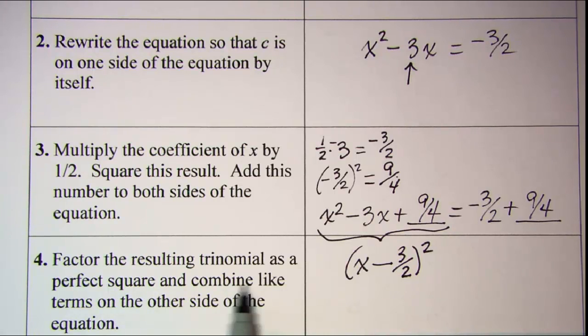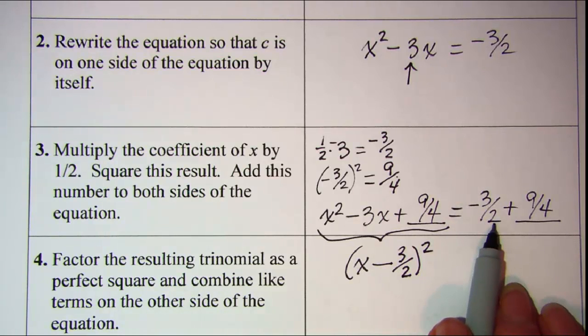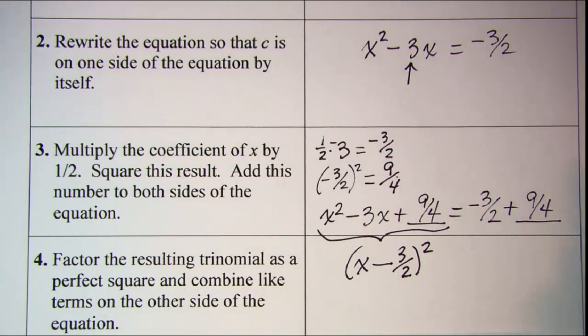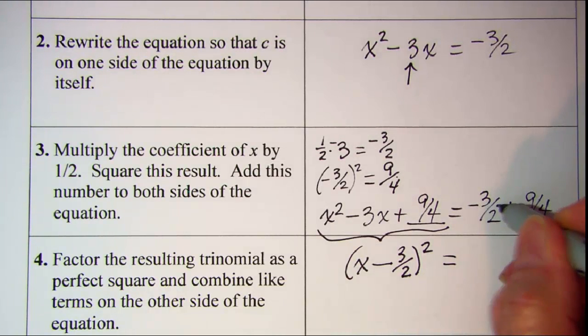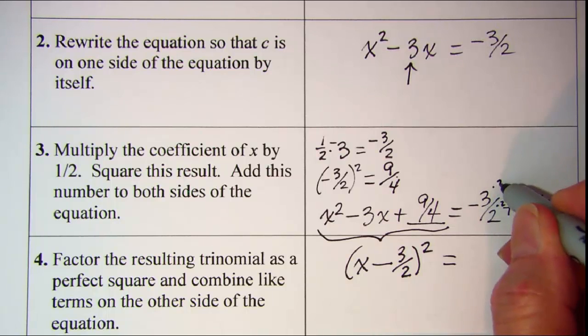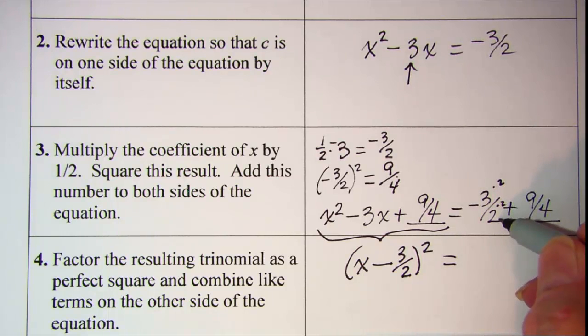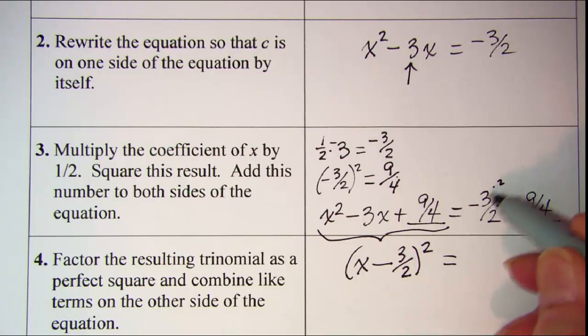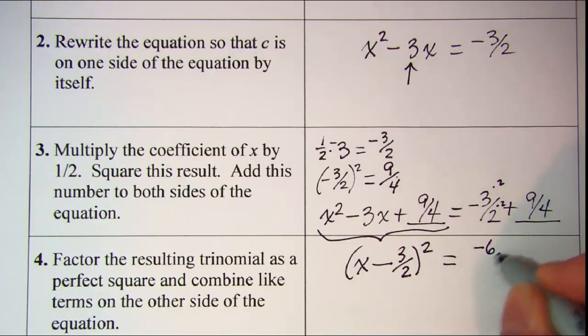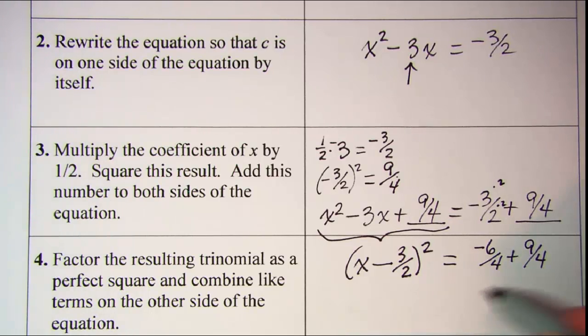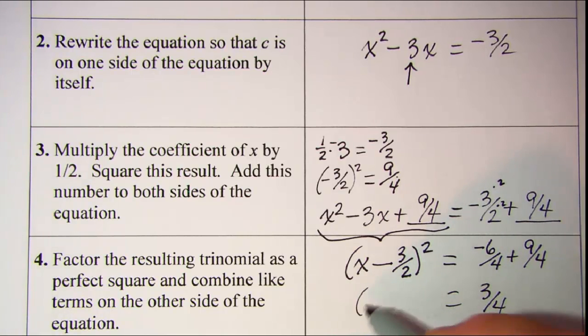And then we also need to combine like terms on the other side of the equation. So we need to add these two fractions together. We need a common denominator, so I'm going to multiply by 2 top and bottom on this one to give me a denominator of 4. So I have a negative 6 over 4 added to 9 over 4. So that now simplifies to 3 over 4. And then just copy.